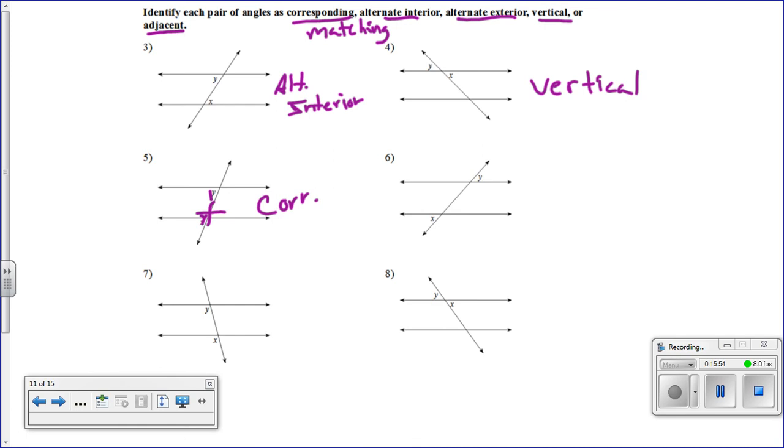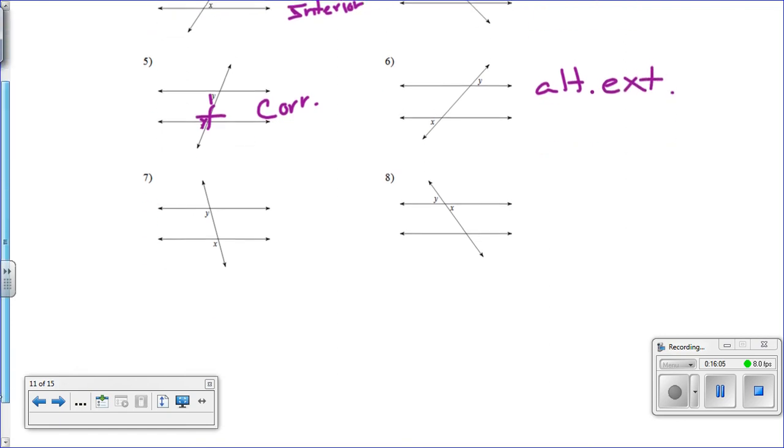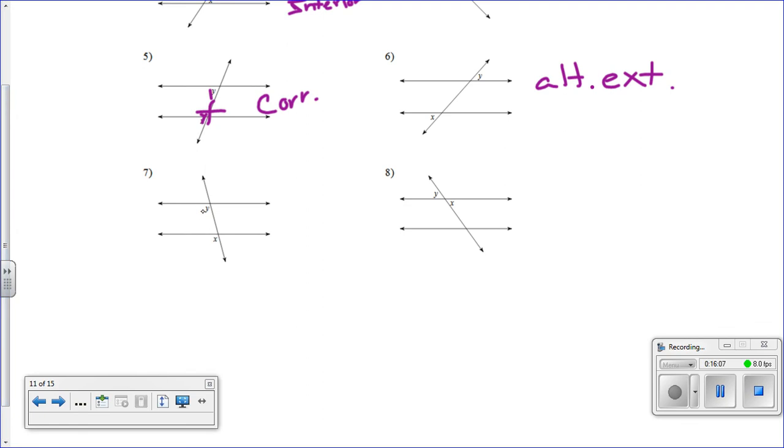These two are on opposite sides of the transversal, so that's one of our alternate, but they're on the outside, so that's alternate exterior. I'm just going to abbreviate here. These two are on the same side of the transversal, so they're not the alternate. They look like twins. This is the one where if I slide this down the transversal, I'm going to get that angle right there. That's corresponding.